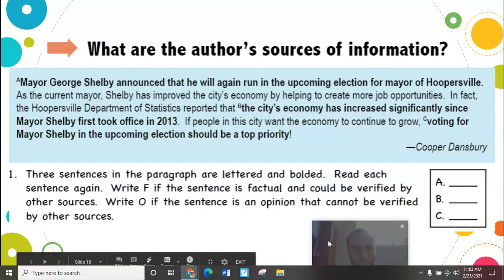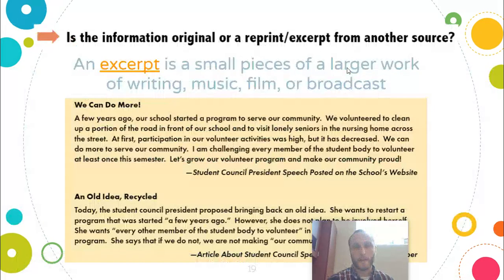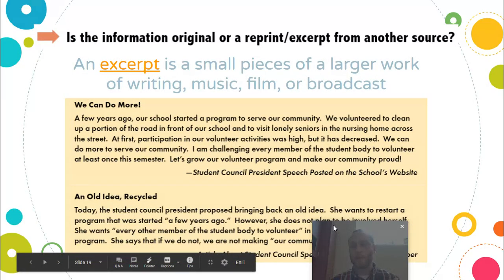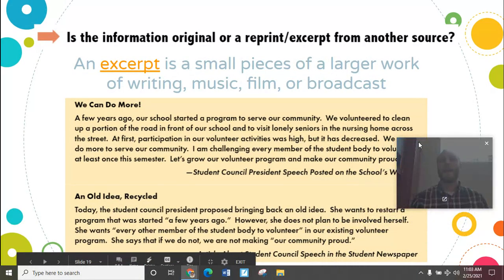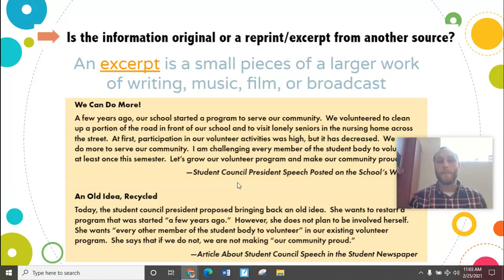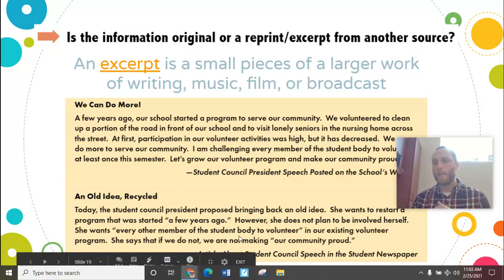All right, guys. I'm going to skip past this one, okay, but you can look that over if you want to. I want to talk real quickly about the difference between an excerpt and a larger print, right? So if I was looking at right here, this is a student council speech from a school's website. So this is the full speech. But then down here, there's a student newspaper that brought part of the speech into their article.